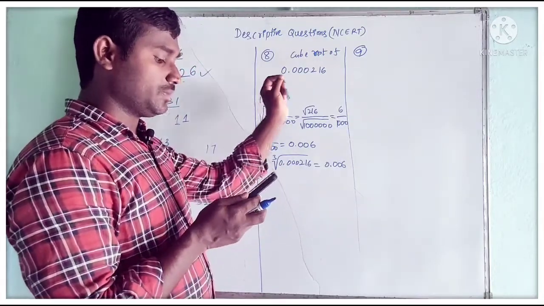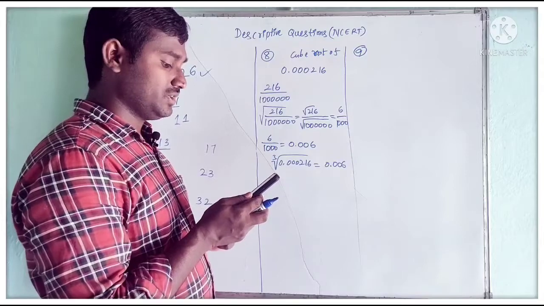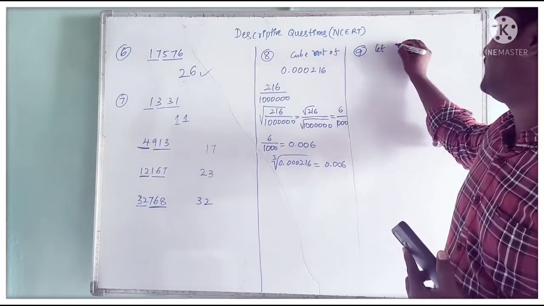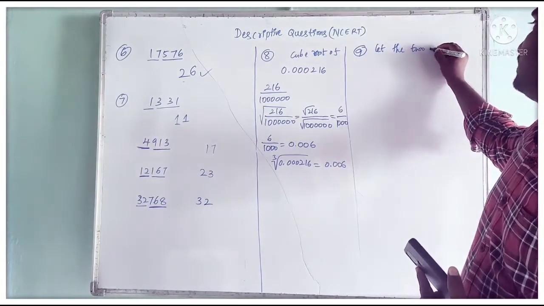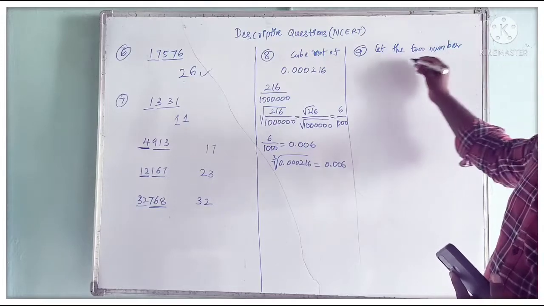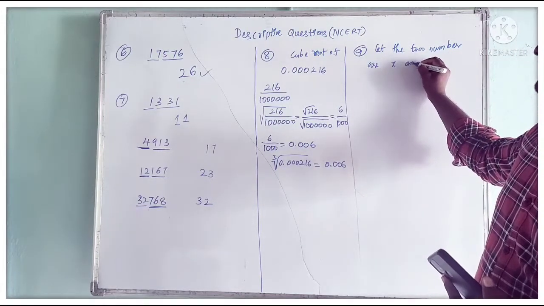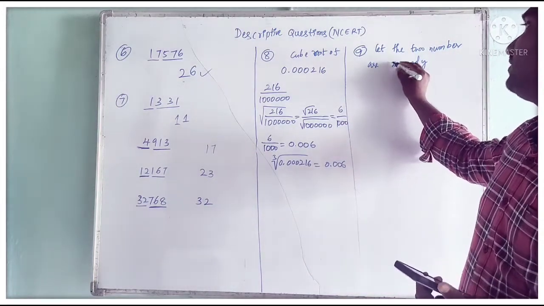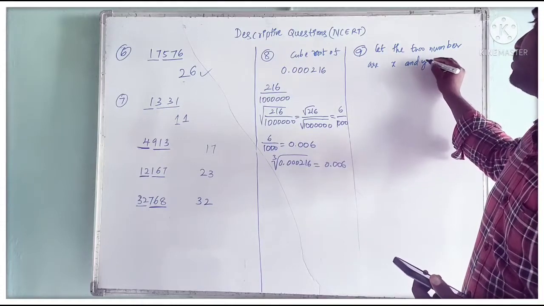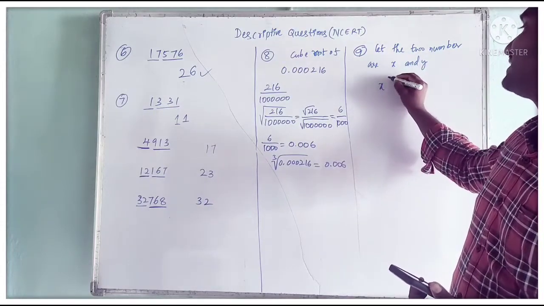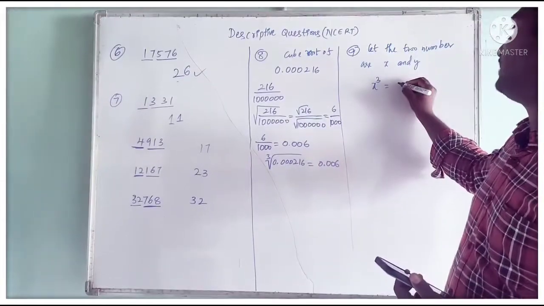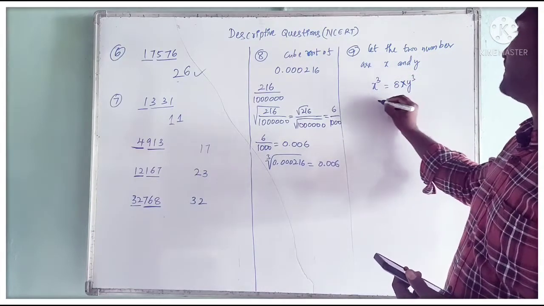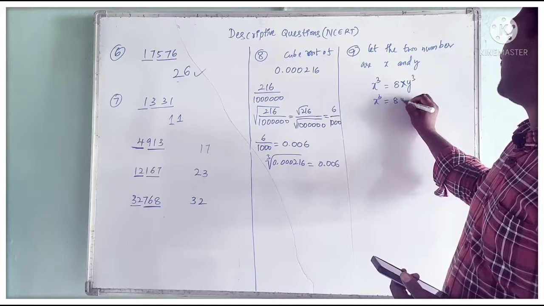Next, question number 9. The cube of a number is 8 times the cube of another number. Let the two numbers be x and y. The cube of one number is 8 times the cube of the other number. That means x cube equals 8 into y cube. So x cube equals 8y cube.